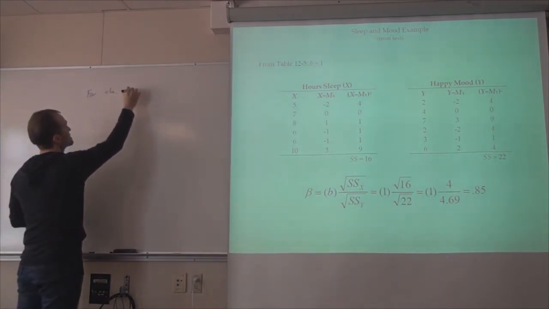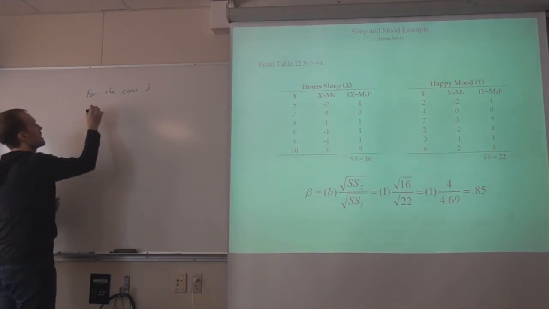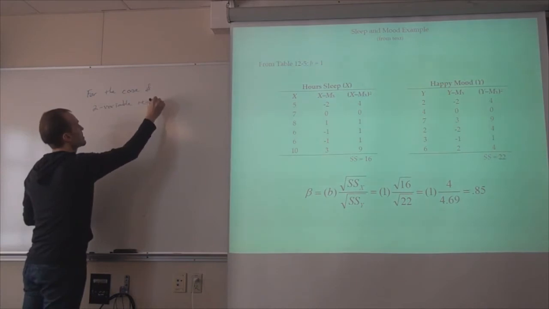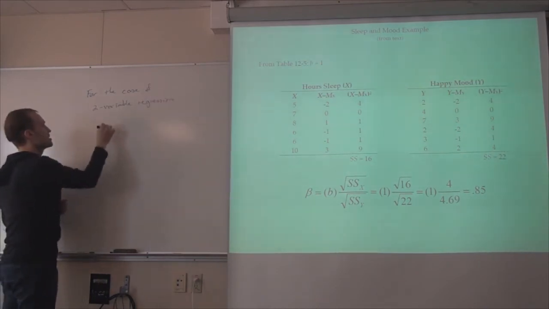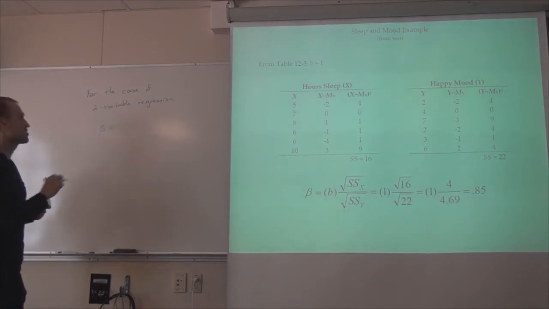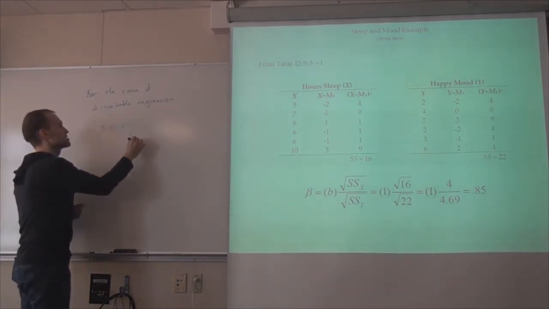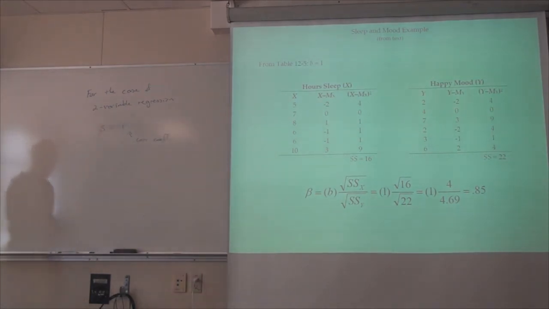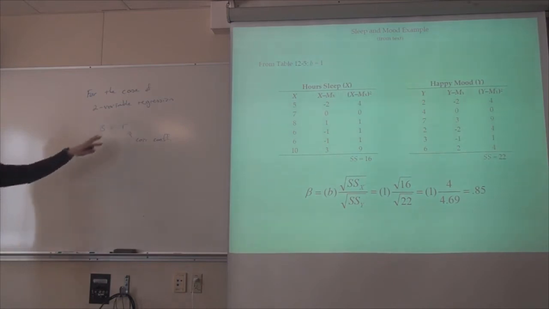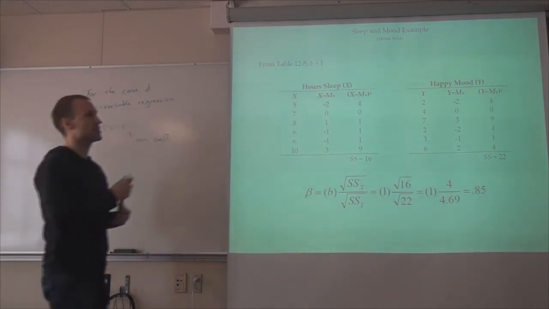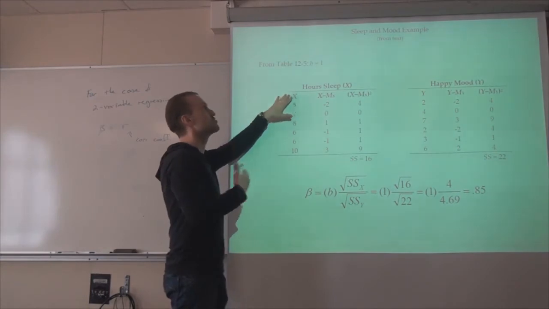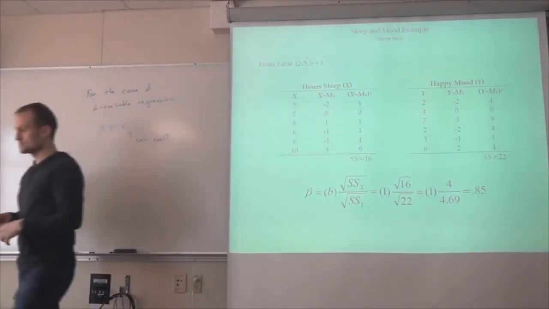For the case of, let's call it, two variable regression, like we're doing, the standardized regression coefficient is the same as the correlation coefficient that we've seen in chapter 11. So the interpretation is the same as well. By squaring this, I have a percentage of how much of the change in the y variable is due to the x variable.